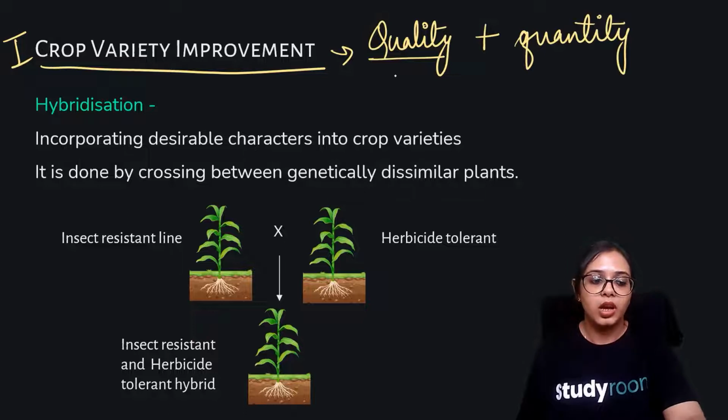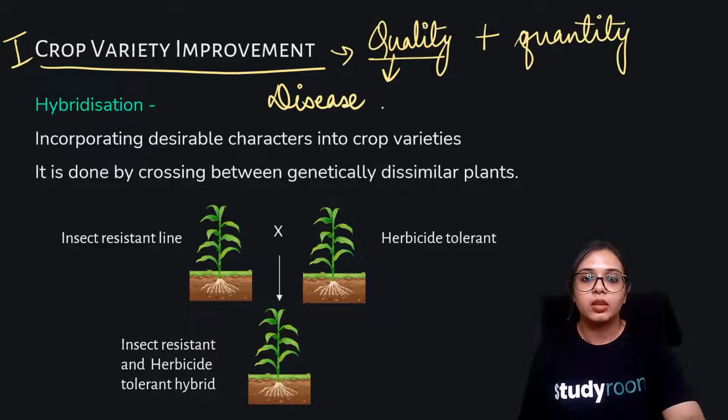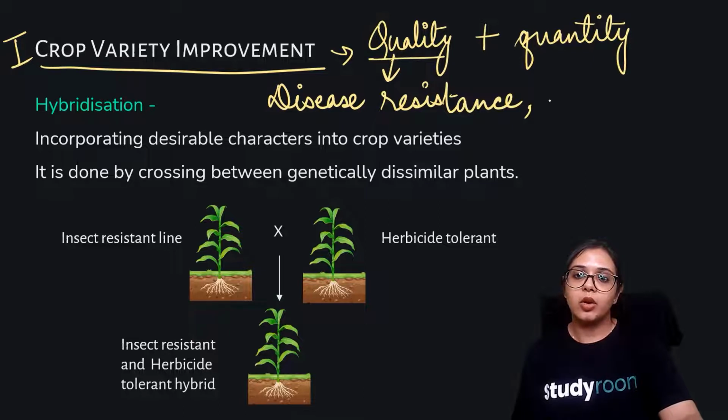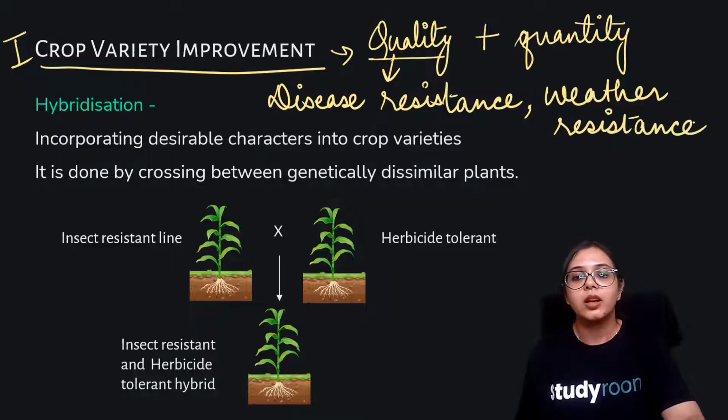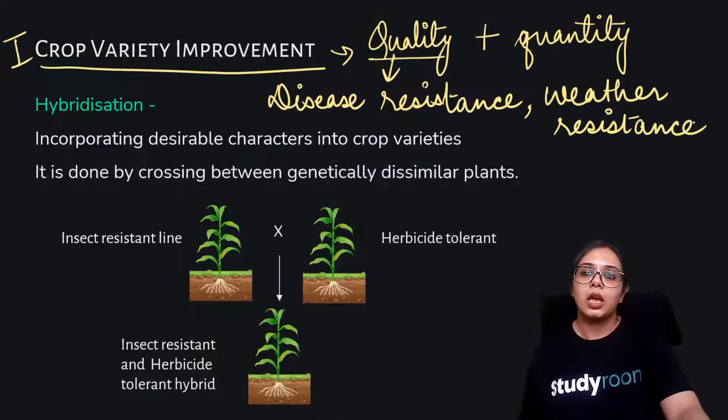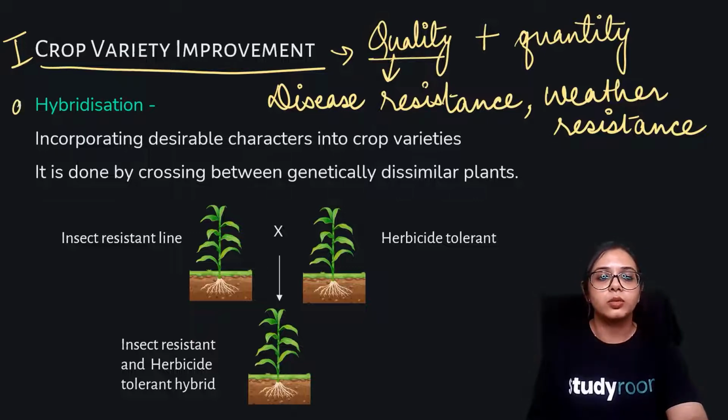So they should be, in short, disease resistant. They should have that quality that they are resistant to the attacks of pests and other organisms. And they should also be weather or climate resistant. That in the case of extreme climate, some of the crops, not all of them, are able to withstand and tolerate those extreme conditions. So one method by which this is achieved is through hybridization.